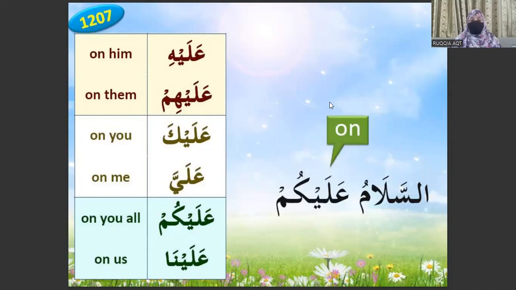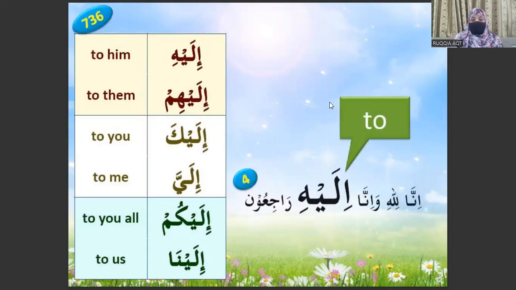Jazakallah. We have tried to do it very well. But there is a little mistake. Please focus on it. When we say alayka, then it's alayya. Alayya, on me. Jazakallah. Next one is ila.